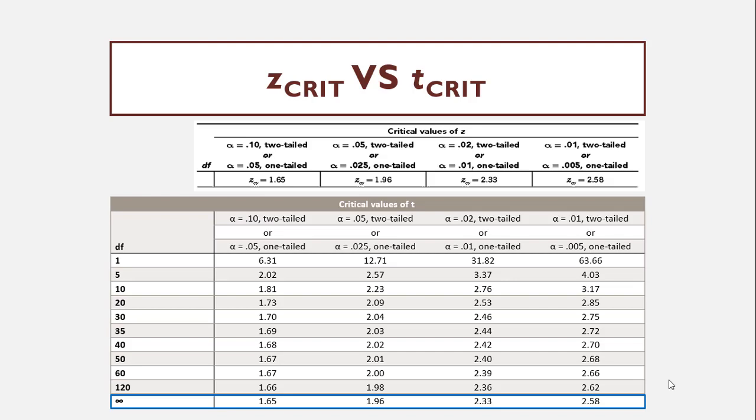You can also see, if you look at this, that the cutoff value, the T critical, is going to get larger and larger and larger as degrees of freedom get smaller and smaller and smaller.